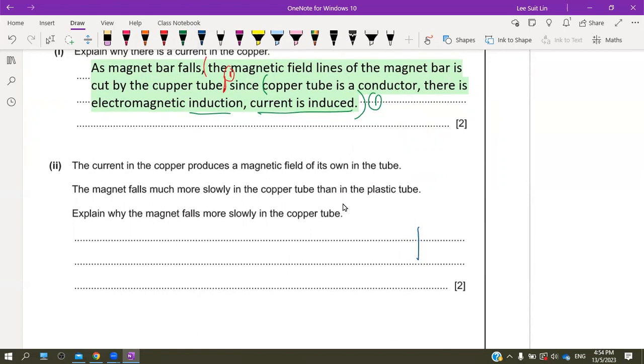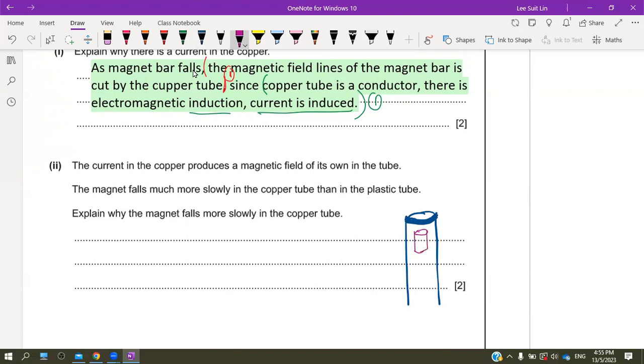Okay, but regardless, it doesn't really matter. All you need to know is that this is a conductor. Because it's a conductor, all these are like little wires all connected to each other. Okay, so I draw a few only, I can't draw the whole thing. And let's say the magnet bar is falling inside.